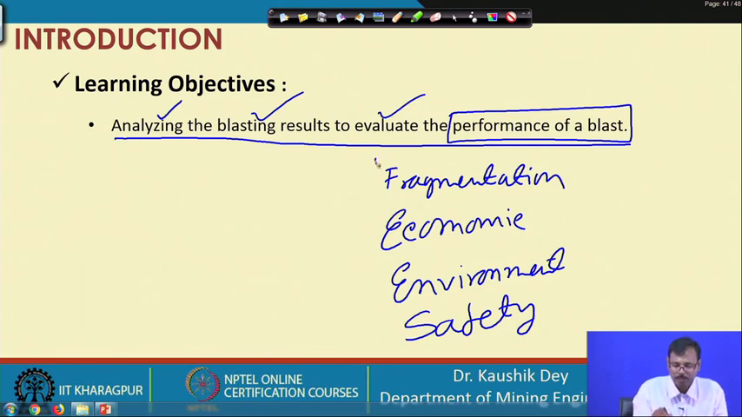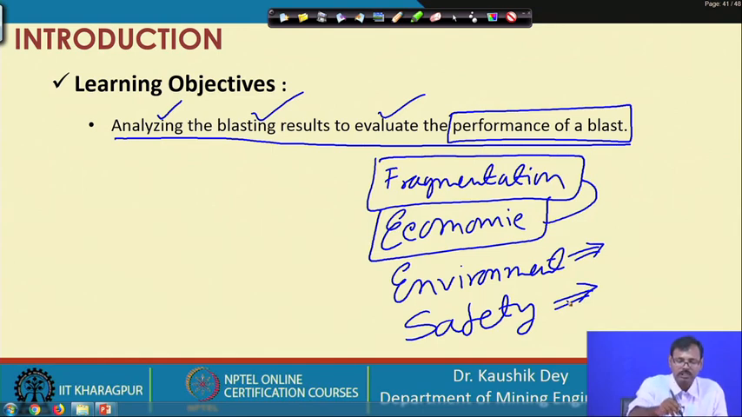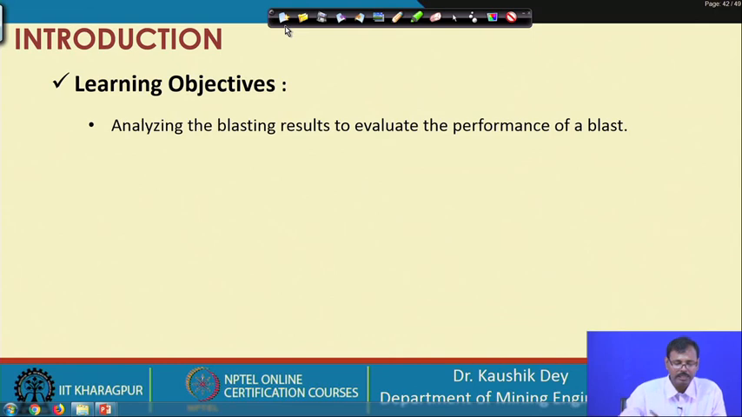So, our primary objective is to achieve the desired fragmentation, and it must be achieved within the laid down economic constraint. While achieving fragmentation within the limited cost, we should not have much impact on the environment, and the total procedure should be safe enough. This is the requirement of a blast, and our objective is to evaluate these performances, so that we can analyze whether our blasting is good or not.